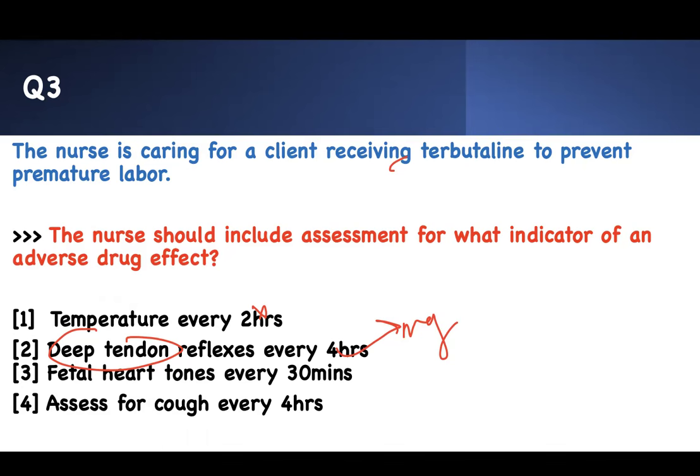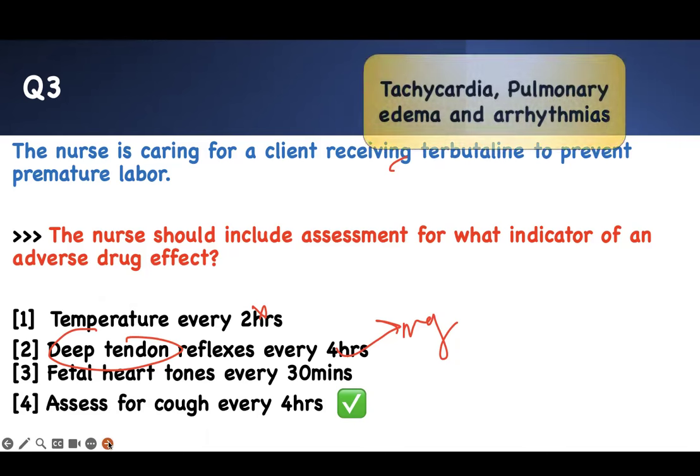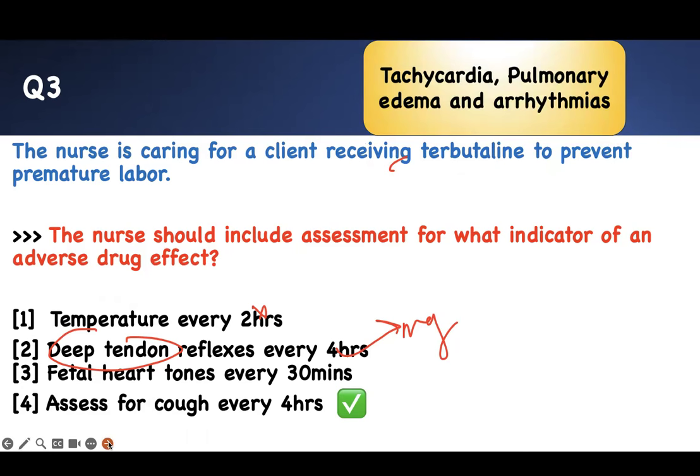I put cough there so that you can see, when you see questions like that, that sometimes this is the way they will frame it. You know the answer, but the answer choice you're looking for is not there, but it's there, right? Cough is the same thing as what? Pulmonary edema. Therefore, I said tachycardia, pulmonary edema, and arrhythmia are the major side effects of beta agonists.